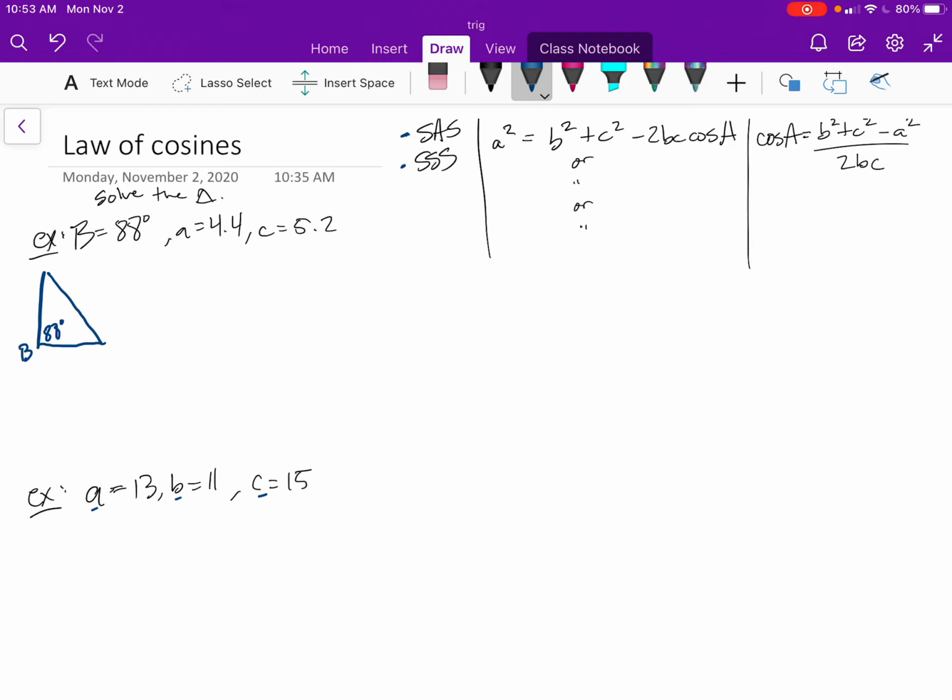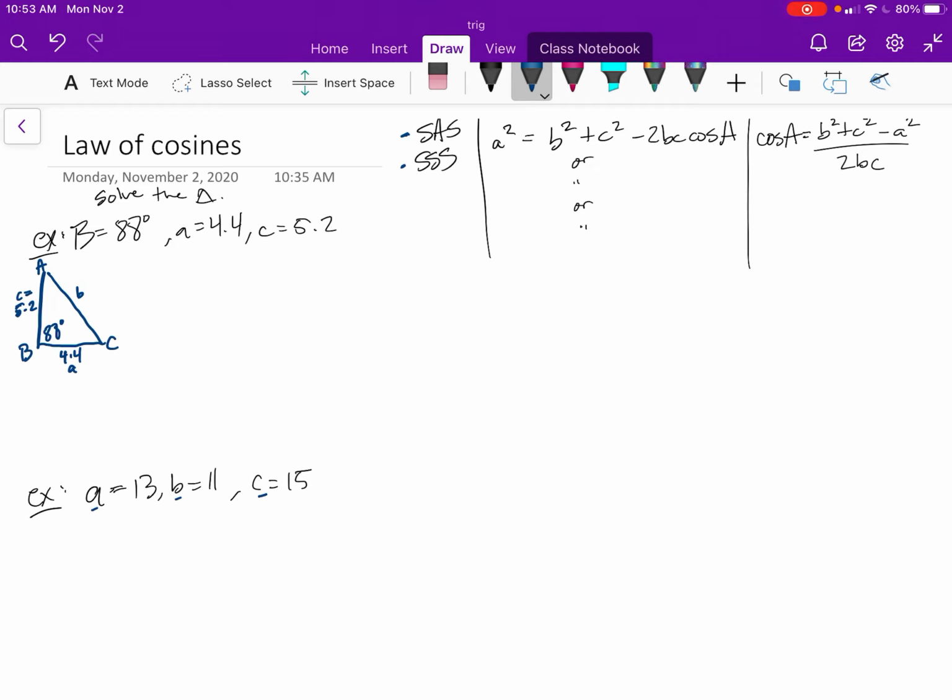Remember, when you draw these, you really don't need to be to scale at all, okay? It might look funny, it might help a little to be to scale, but it won't affect the results. So we'll just call this little a here, 4.4, and then big C, which means this is little c over here, 5.2. All right, so I don't know little b, and I also don't know the two other angles, A or C.